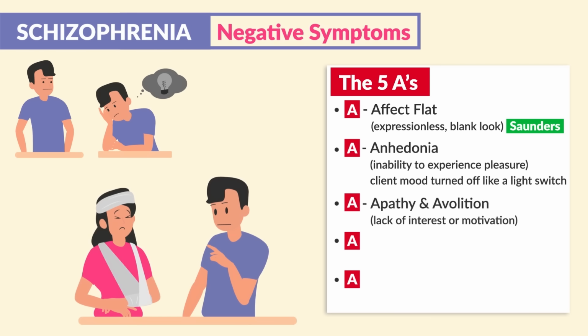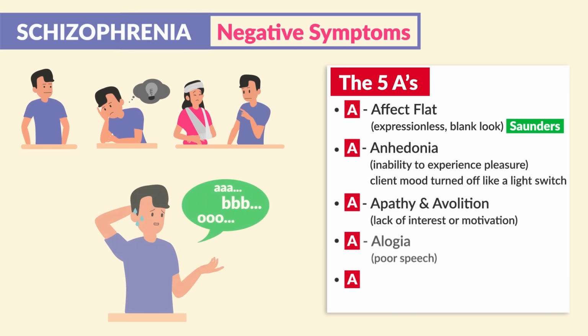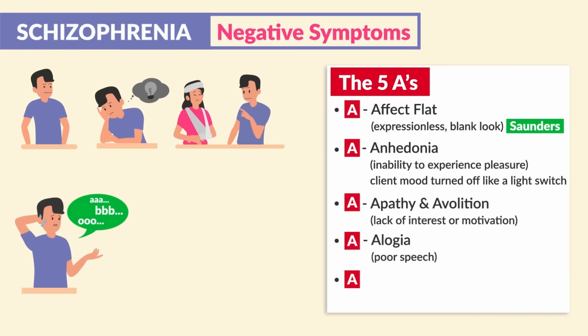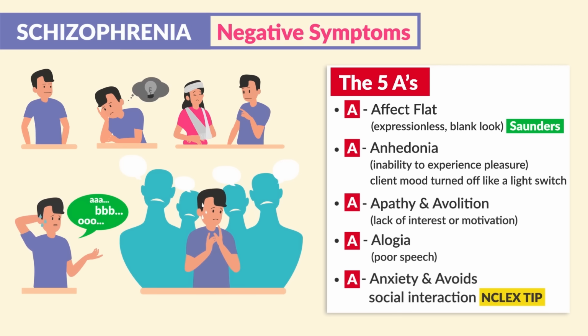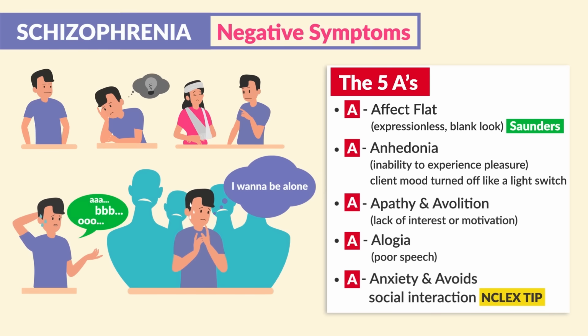The third A is for apathy or avolition, the lack of interest or motivation. And the fourth A is alogia, where we have poor speech. And the last A, number 5, is anxiety and avoids social interaction. Now this one is the one to know for your NCLEX, so write this one down. Clients often become anxious when other people are around and prefer to be alone to get relief. It's a negative symptom that keeps the client from forming personal relationships and even social interaction. So really, the one to know, write it down again, is anxiety and avoids social interaction.